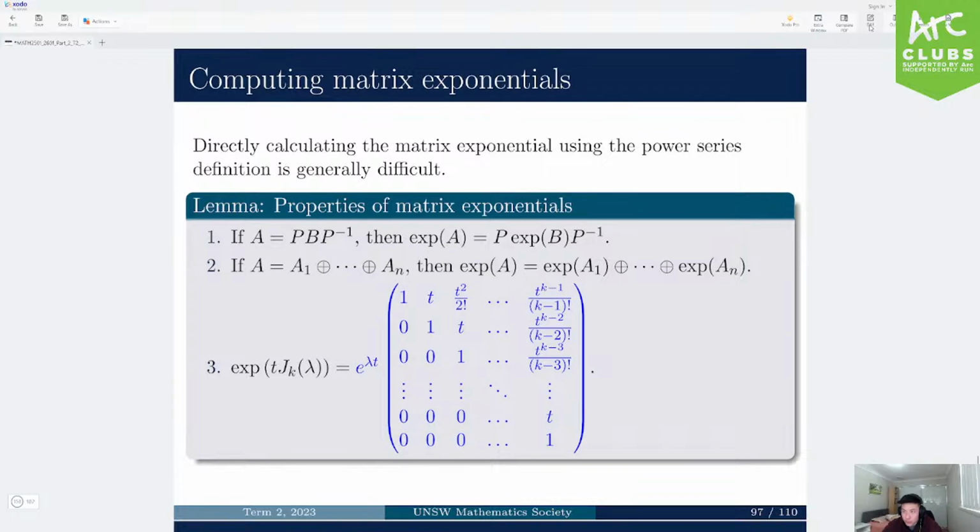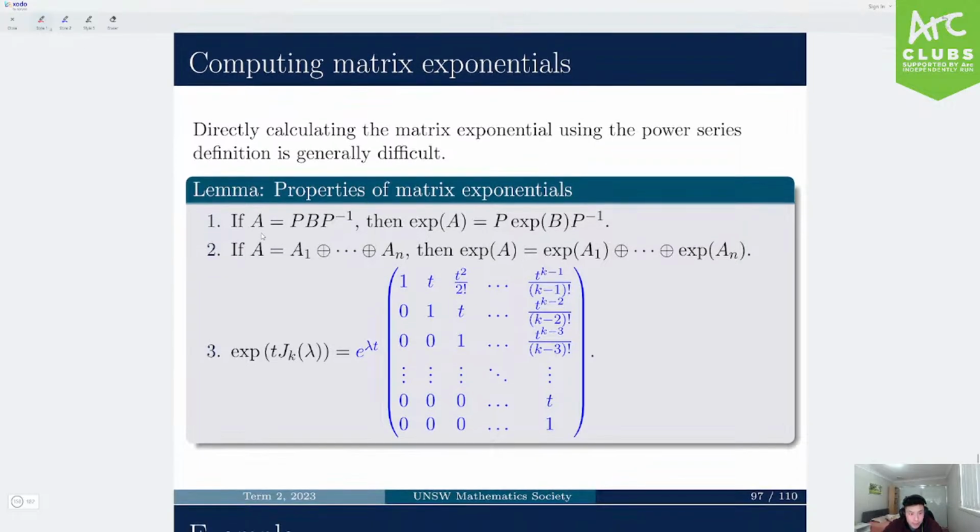Another couple of useful properties, right? If A is similar to B, so A is P B P inverse, then we can write exp of A is equal to P times exp of B times P inverse. Okay. This can be proved using the power series definition. And another useful property is if A is a direct sum of n different matrices, then exp of A is also going to be the direct sum of exp of those n matrices.